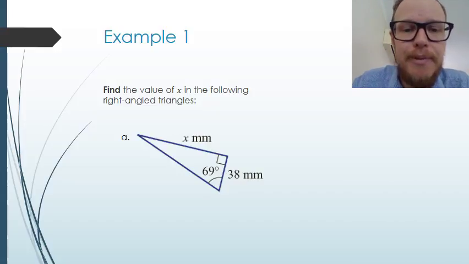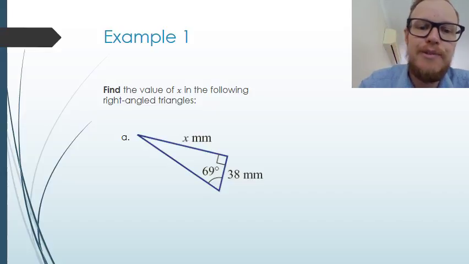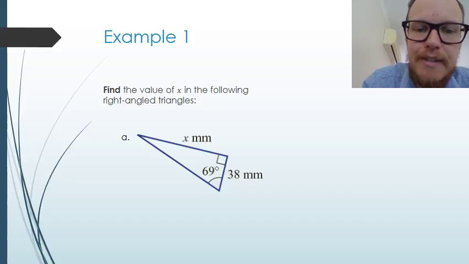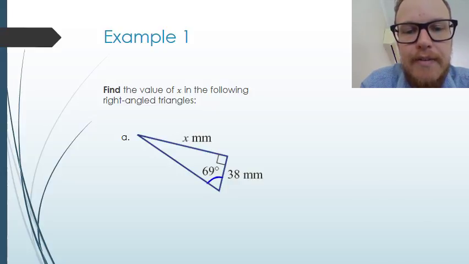So the first example that I have here is find x in the following right-angled triangles. The angle I have here is this angle, and we have the values that we have.